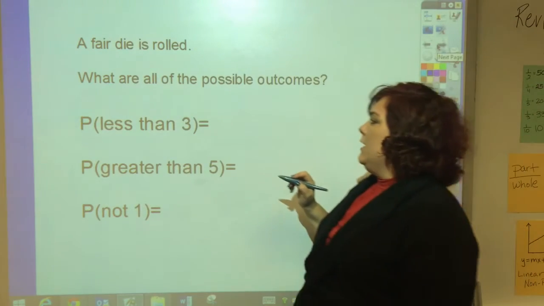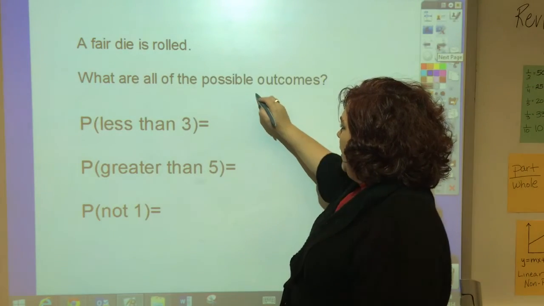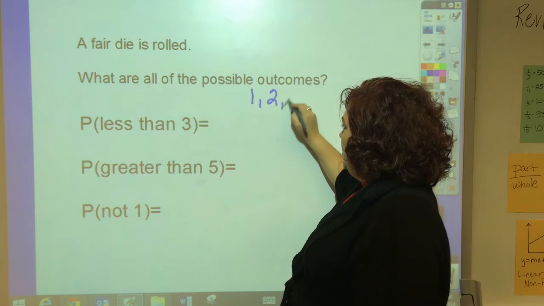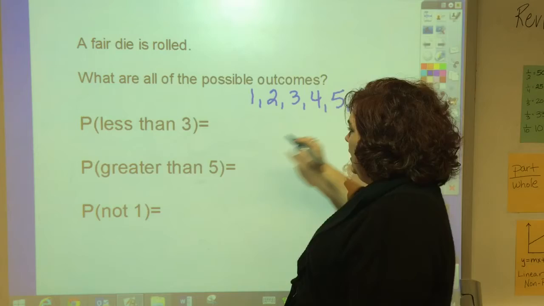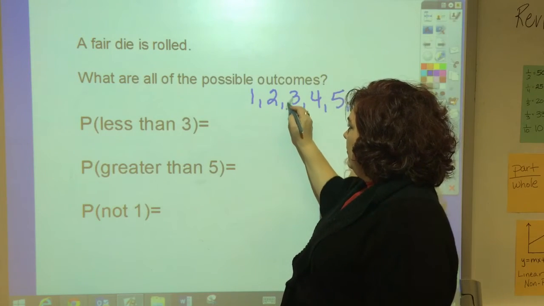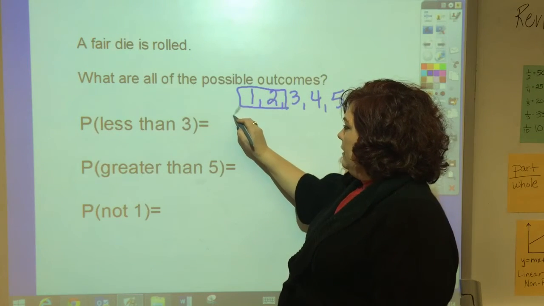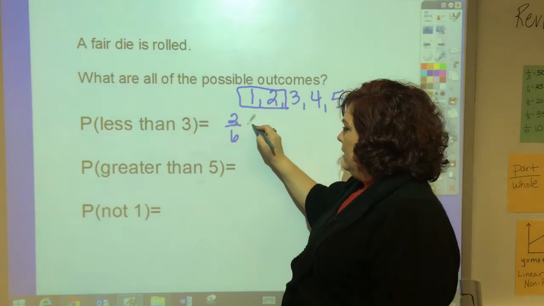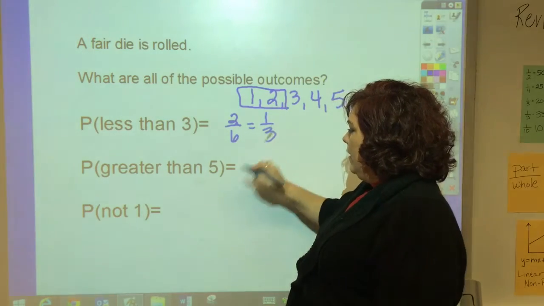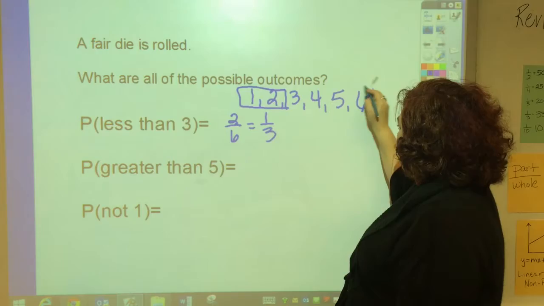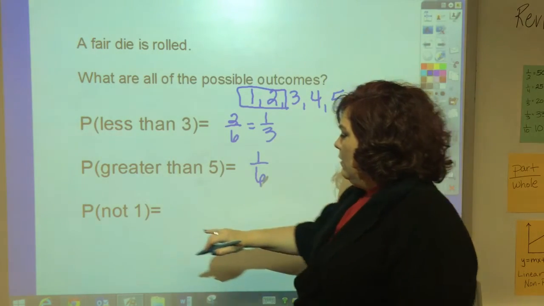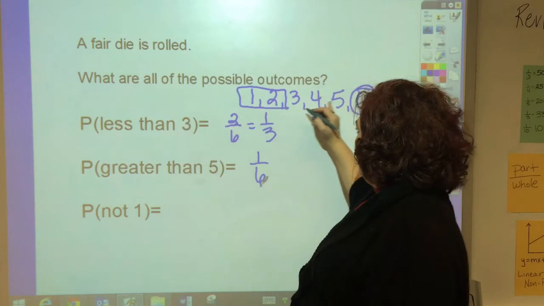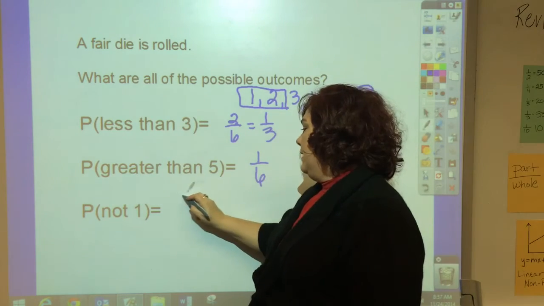So a fair die is rolled. What are the possible outcomes? Well, the possible outcomes are 1, 2, 3, 4, 5, and 6. What's the probability of less than 3? These are the numbers less than 3, so that's 2 out of 6, which simplifies to 1/3. The probability of greater than 5 is one number out of 6, and not 1 is 1, 2, 3, 4, 5. 5 out of 6.